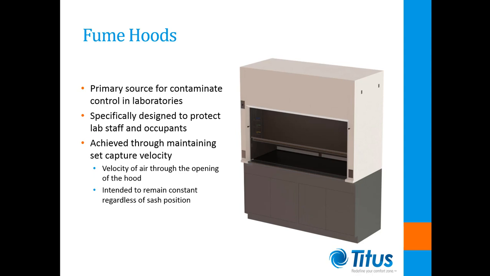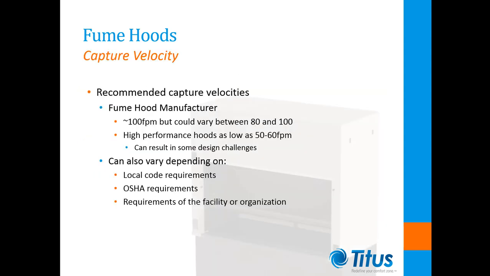There are a variety of different hood designs and manufacturers, but a common criteria established to contain the contaminants is capture velocity. This is the average velocity across the main opening of the hood and is intended to remain constant even as the sash position is adjusted. Maintaining this velocity is crucial to maintain effective contaminant control. While capture velocities can vary from manufacturer to manufacturer and between types of hoods, common capture velocities are typically around 100 feet per minute, but could vary between 80 and 120.